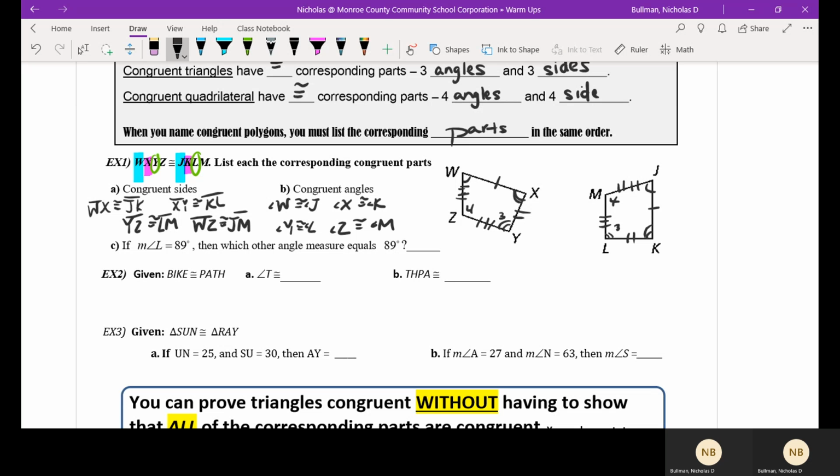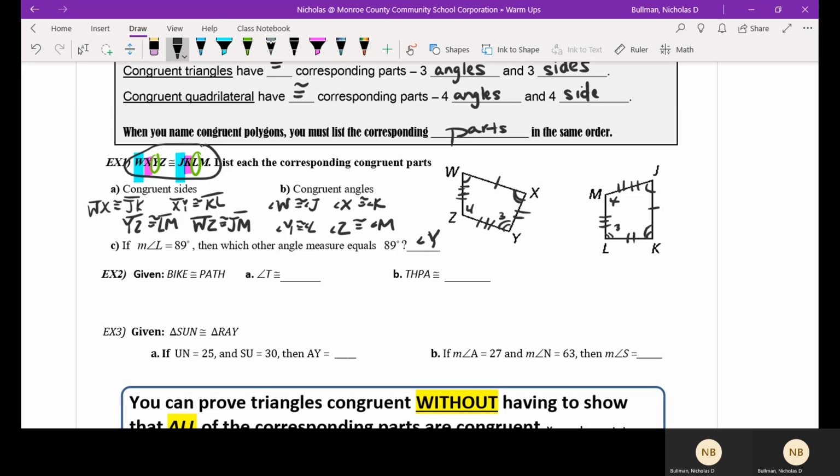Now I can answer simple questions like if the measure of angle L is 89, then which other angle measures equal 89 degrees? Okay, well, angle L, if I go there, let's see how I marked it. I marked it with a 3 because I ran out of room. So I'm going to look anywhere where there's a 3, which is going to have to be in the other shape, and that's at angle Y. So then I quickly know that angle Y is 89 degrees. Okay, again, I could easily note that too just by looking at the picture or looking at the original congruent statement up here. Okay, L was 89, L was the third letter, so if I go to the third letter in the other one, I know that one is 89 as well.